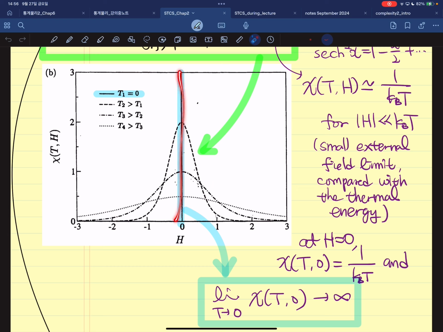This is not just a vertical line. This actually describes the susceptibility function of this one. If we call this a function, in the mathematical sense this is not a function, it is called the Dirac delta function.